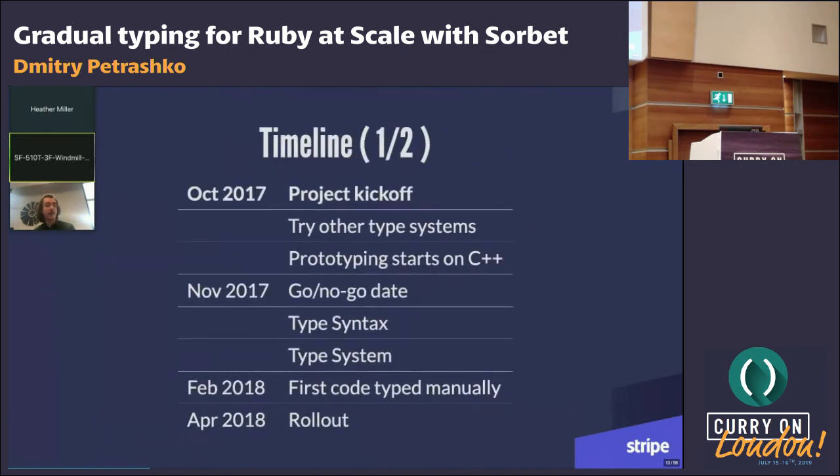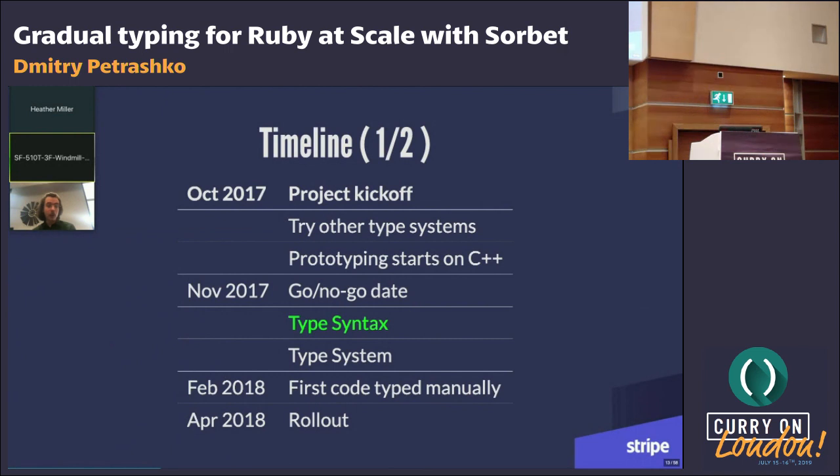Here's the approximate timeline of the project. We started the project in October. We ran experiments before November. We rolled out the first implementation to be used by our team internally in around February 2017, and we had a global rollout in April. I'll focus on some specific areas of those, starting with type syntax.